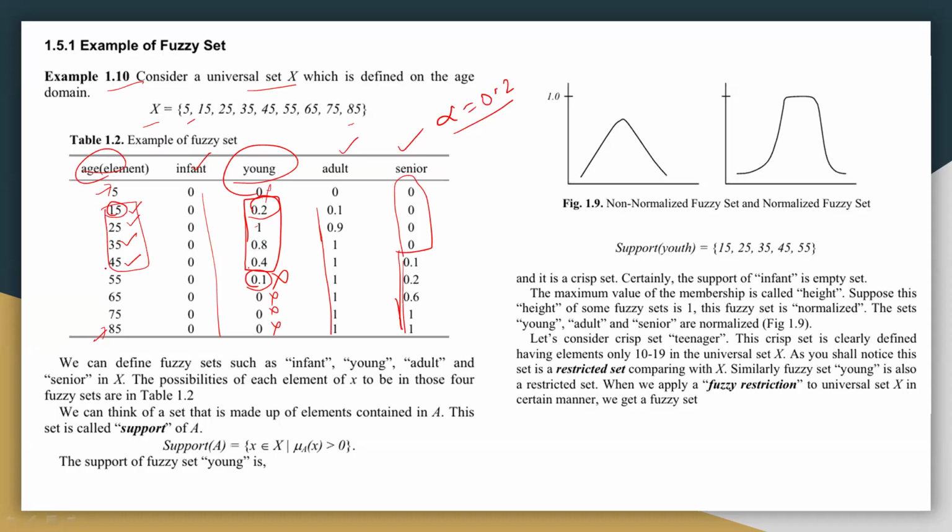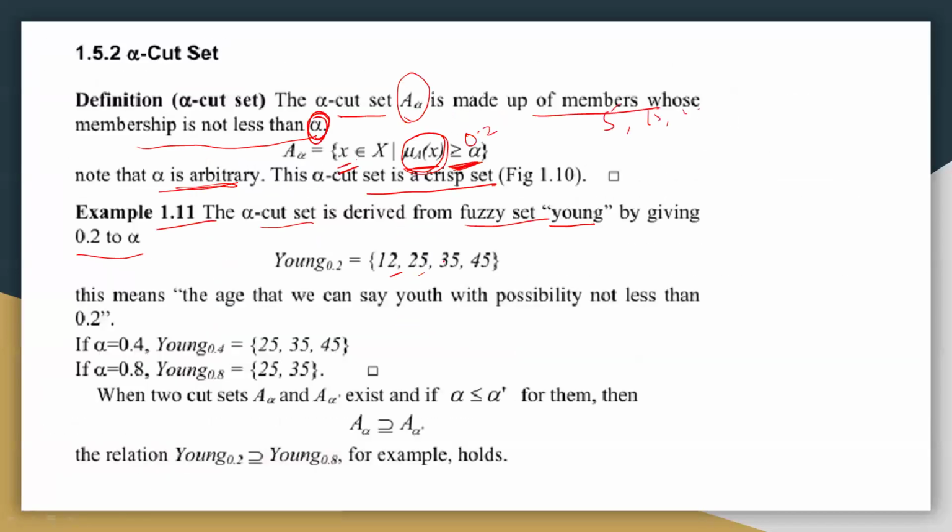That has an alpha value greater than 0.2. So there's a mistake here. The young of 0.2 contains these many elements: 15, 25, 35, and 45. So when you write young of 0.2, this is the value alpha we have currently taken. So what does this mean? This means the age that we can say youth with possibility not less than 0.2. So values lesser than 0.2 are not taken. We can say these are the age groups for values greater than 0.2.